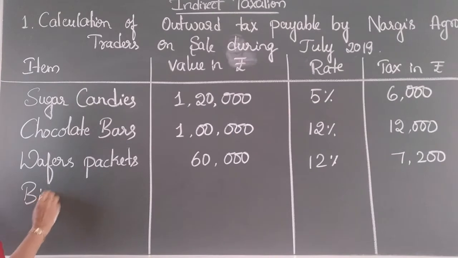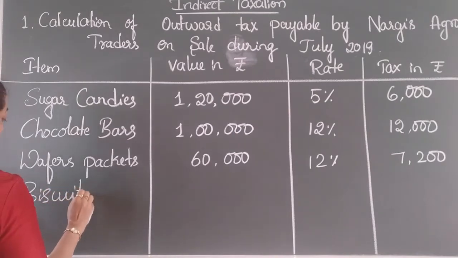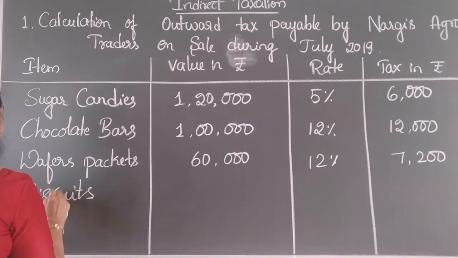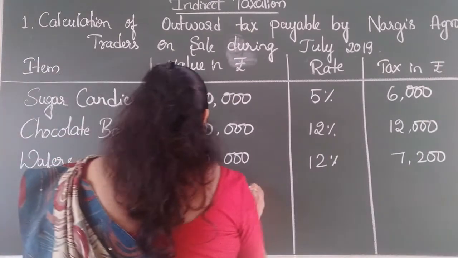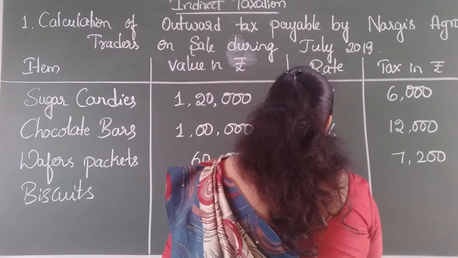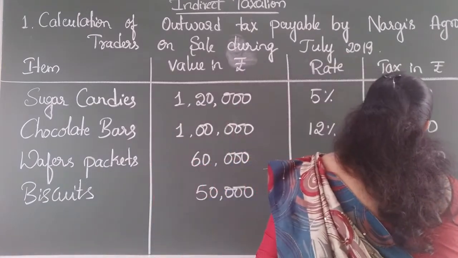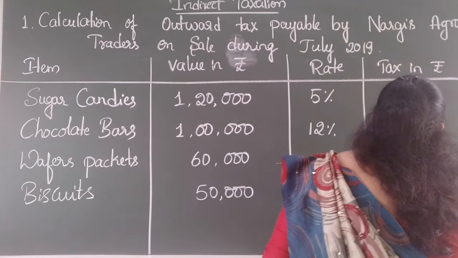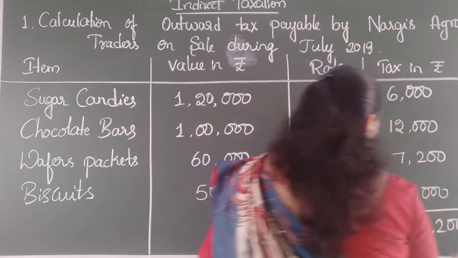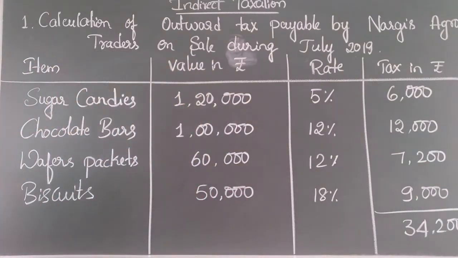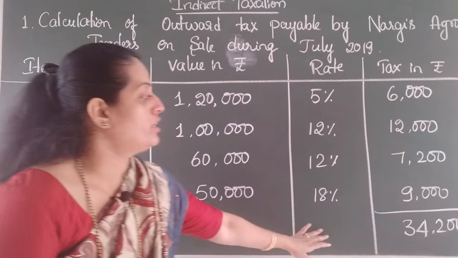Biscuits, 50,000 is the outward supply. 18% is the tax rate. 9,000 is the total tax. So total of this gives you 34,200. See, the calculation of outward tax payable by Nargis Agro Traders on sale during July 2019 is 34,200.